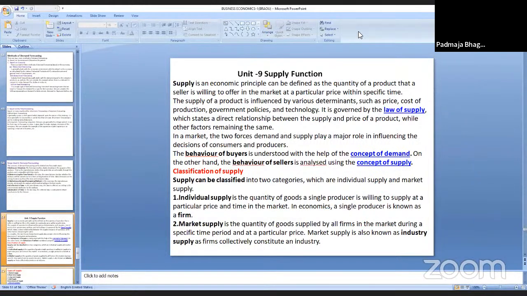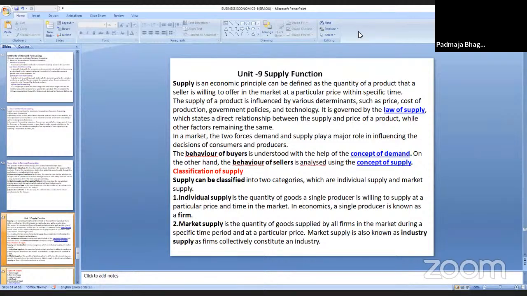In economics, a single producer is also known as a firm. So only one person is producing; that is a firm. If more people are producing, that is an industry or a factory. Okay, and next is market supply.